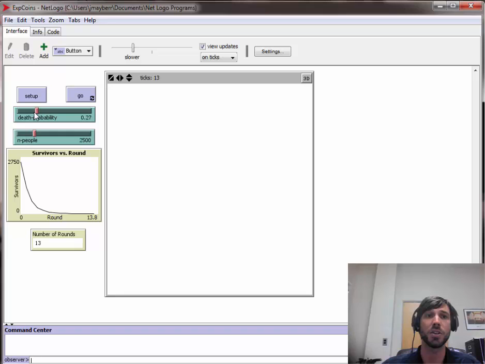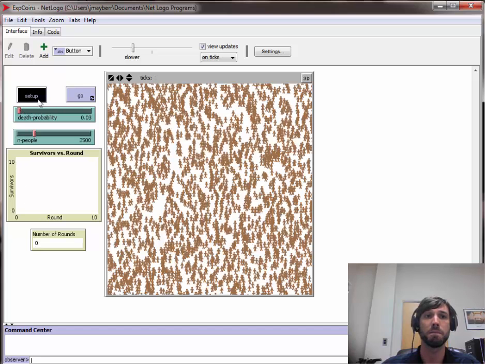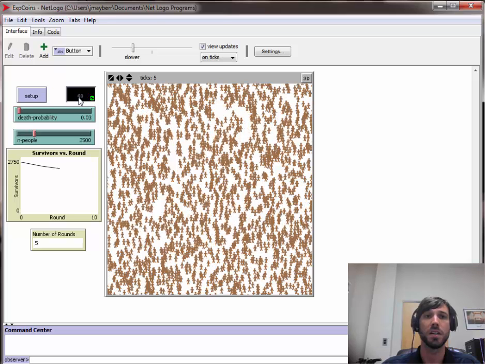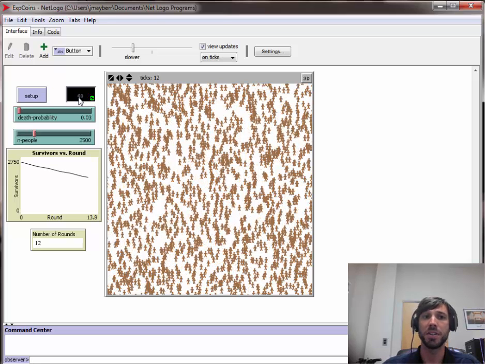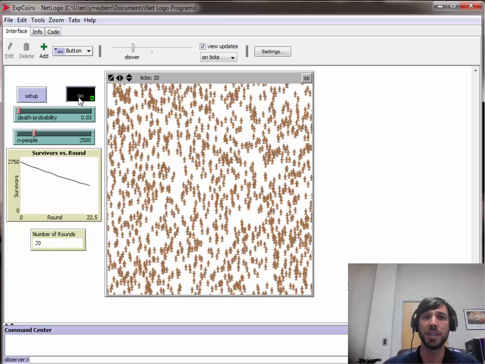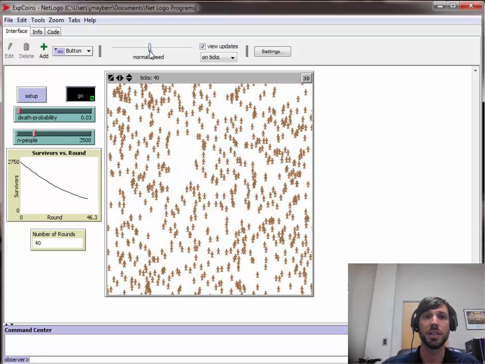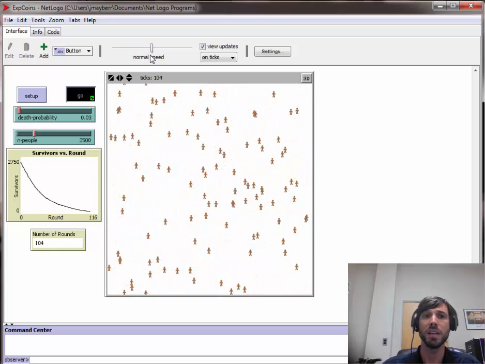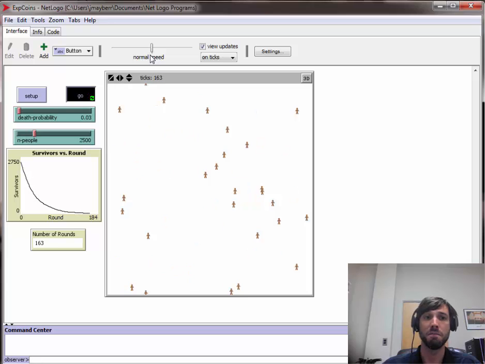So for example, if I decrease the death probability to 0.03, I see something very similar to what we saw with the nuclei example. I'll speed it up again a little bit, where it takes over 200 rounds for all the people to die off, 269 in this case.